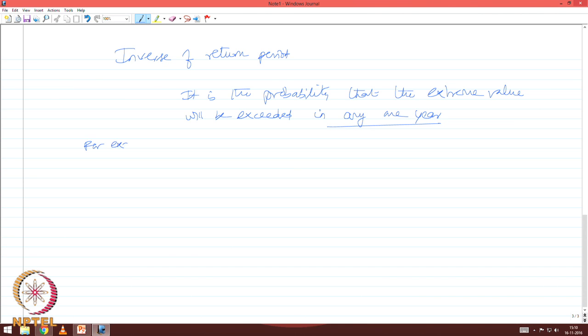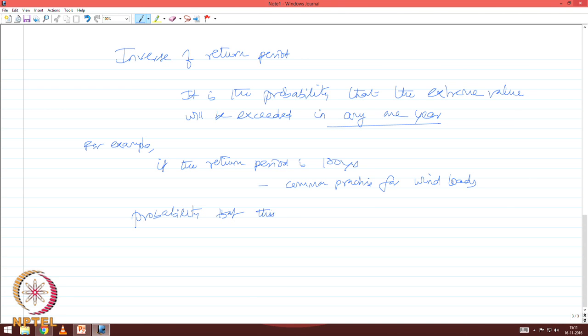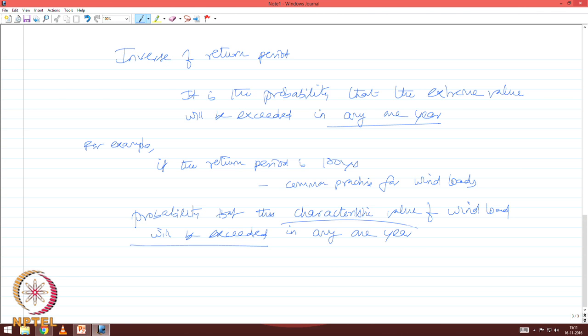Say for example, if the return period is 100 years, which is a very common practice for wind loads, the probability that this characteristic value of wind load will be exceeded in any one year is 1 by 100, which is 0.01.